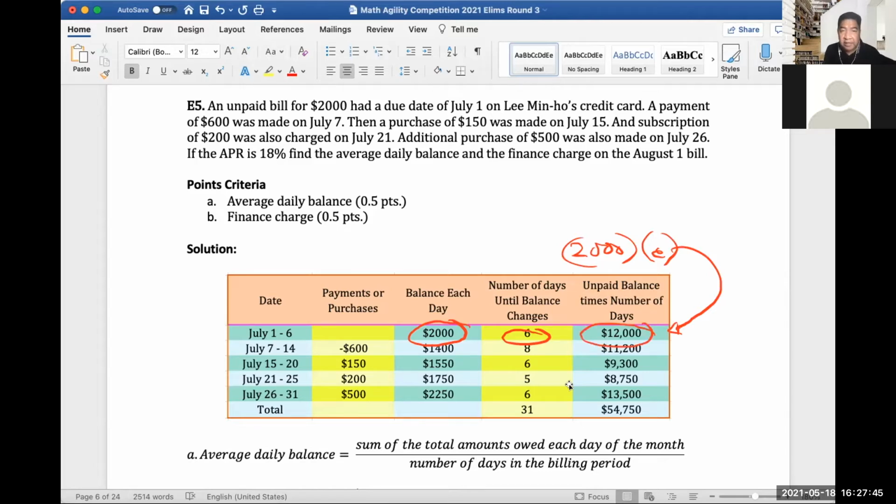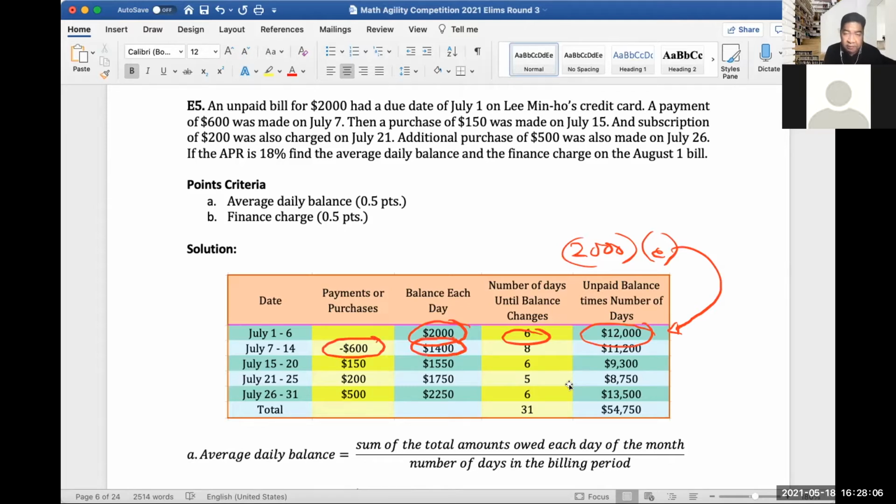From July 7 to July 14, he made a payment of $600. So there's a negative 600 here. To get the balance each day, 2,000 minus 600, so this is 1,400.